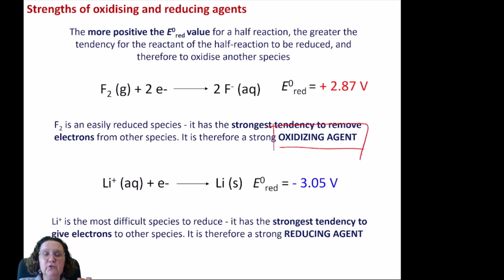Remember, the difference between talking about oxidation and reduction, and oxidizing and reducing agent, is that oxidation and reduction talks about what reaction is happening to the element, gaining or losing electrons. Oxidizing and reducing agent is about what that element or compound can do to other compounds. So fluorine has a strong tendency to reduce, to gain 2 electrons. It's a very good oxidizing agent. It will have a very strong tendency to accept electrons from other species.